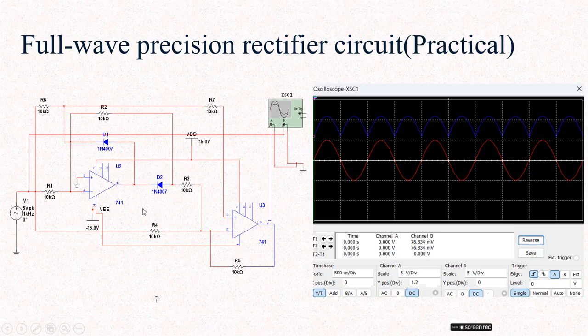I connected the practical circuit here and observe the oscilloscope output. The red color line indicates the input signal, and the blue color signals are the output signals.